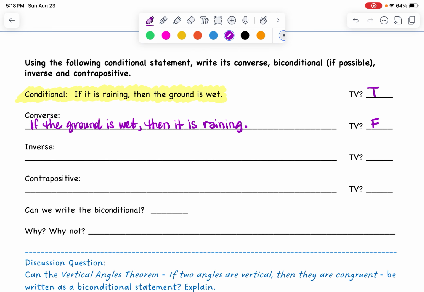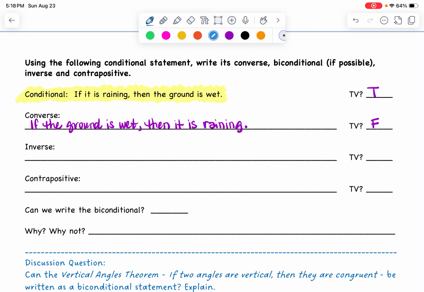because there's a lot of reasons why the ground could be wet. There are sprinklers on. I spilled my water on the ground. There was a water balloon fight. People are splashing water out of a pool. I spit on the ground. There are a million reasons why the ground can be wet, but it's not actually raining outside. So this is a great example of the conditional being true, but as soon as you flip-flop it, not so much, okay?